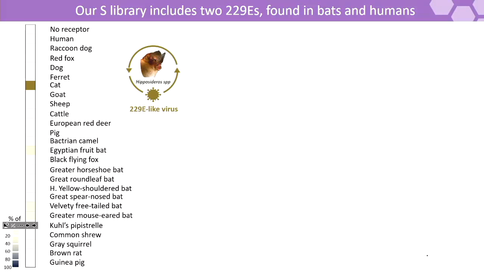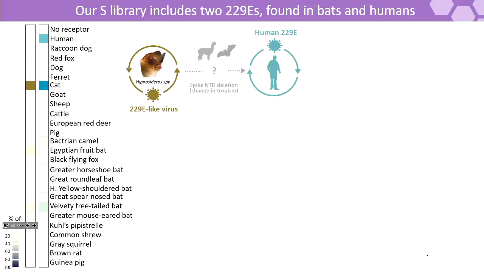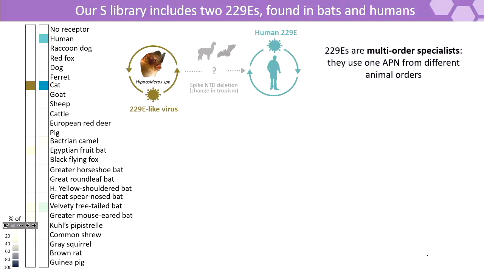Then, for the story of 229E, it is believed that at some point it spilled over to probably an intermediate host, went through cycles of recombination and adaptation, and finally spilled over again to humans, where it probably lost its NTD and also got adapted to the human population. Our algorithm also selected a human 229E. We assessed the host range, and as you can see, it's quite similar, with the exception that the human virus uses human APN. So this highlights that 229Es are multi-order specialists.